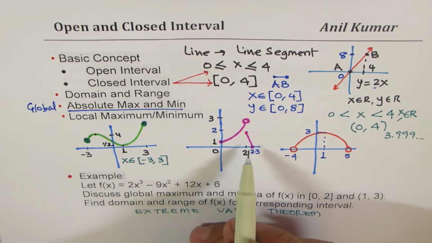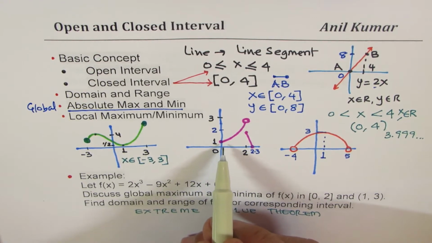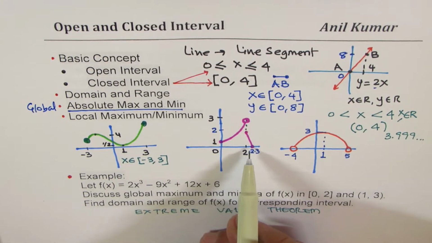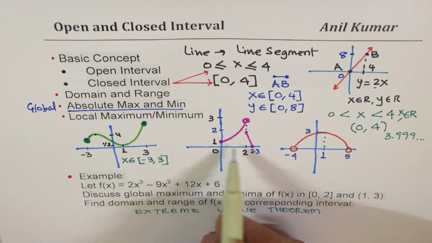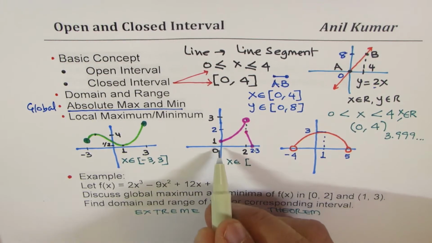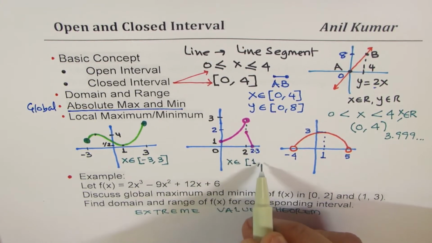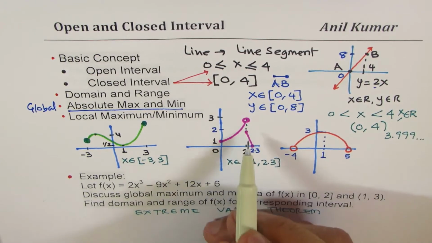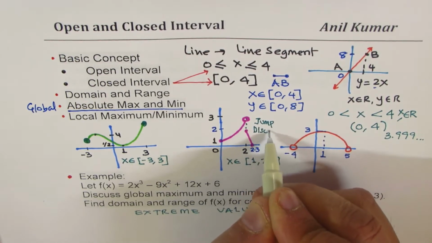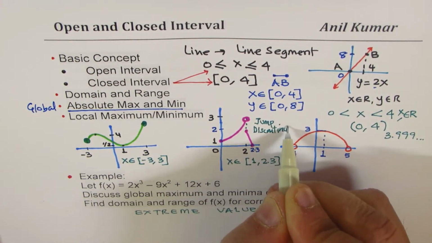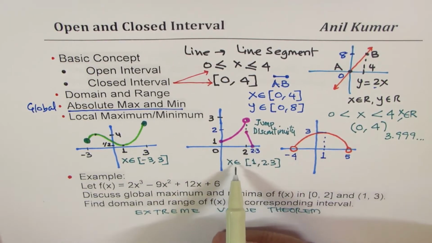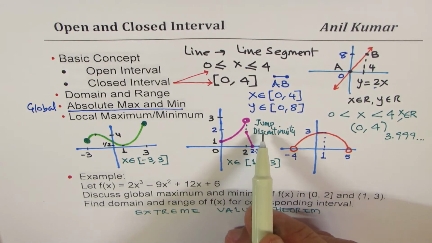Is it okay? In the second case, we do have a domain. I'm assuming this to be at 2, right? We do have a domain which is kind of defined. So in this case, we do have x belongs to the domain which is from 1 to 2.3. Okay, but there is a discontinuity. This is a jump discontinuity. So the function here is not continuous. Is it okay? So it's kind of different. It still has a closed interval, but the function is not continuous.